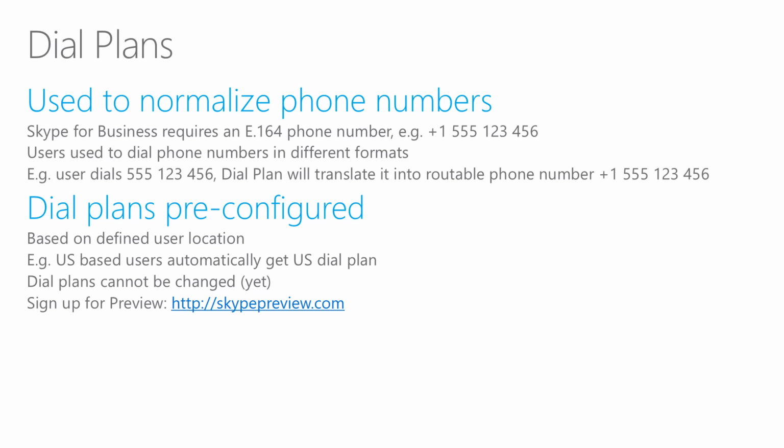However, we are planning to introduce these tenant or custom dial plans. They are in preview. So if you are interested, go to skypepreview.com and you can sign up for this new feature. And that will then allow users to not even have to dial the city code, or they might even just dial short extensions, and you can normalize that to full E164 phone numbers.